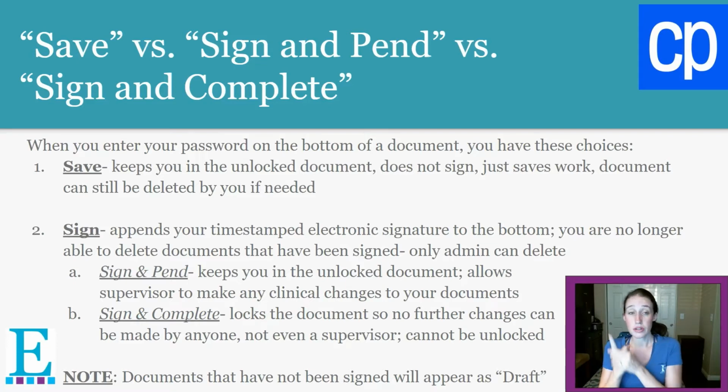And there's two options. There's sign and append and sign and complete. Sign and append will keep the document, we call it unlocked, so that myself as a supervisor, or Lori, for example, or even you or one of your treatment team members can go in and make changes. Once you sign and complete it, it's locked. Nobody else can make any more changes, not even a supervisor. So if a change has to be made, a whole entire new document will have to be created and kind of start over. Documents that have not been signed will appear as in draft form. Once you sign and pend it, it will say pending.